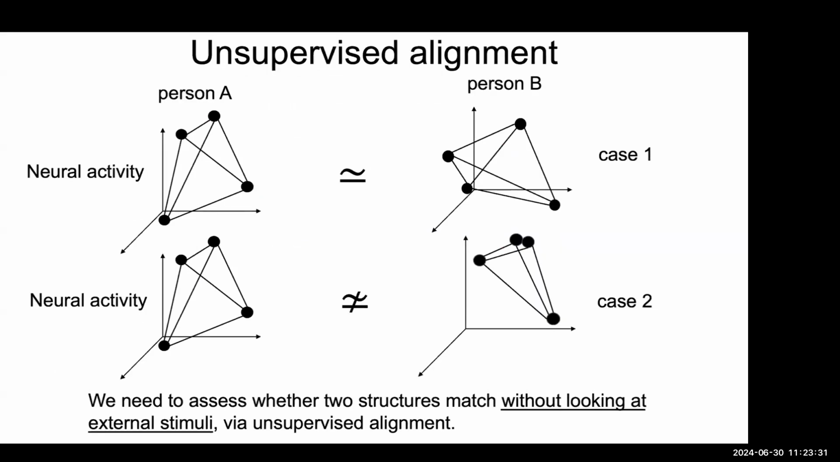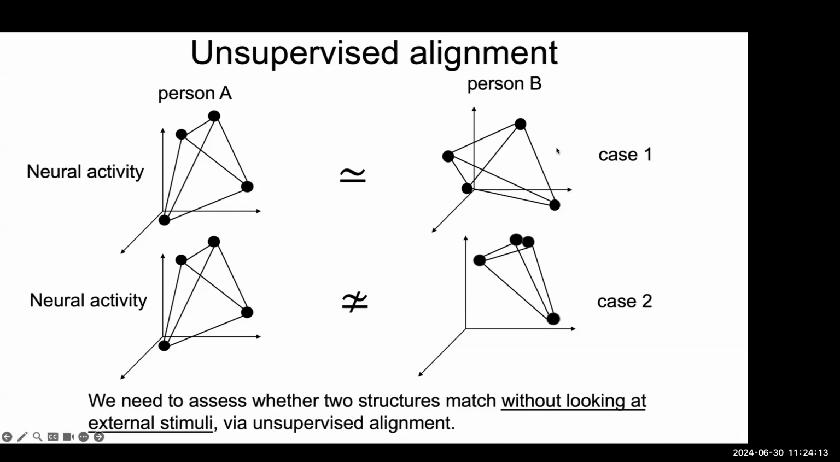So again, we need to assess whether two structures match without looking at external stimuli. External stimuli basically do not help to connect the experiences across individuals. So we do this kind of unsupervised alignment even at the neural activity level. In this case, this and that shape are closely matched. But in this case, these structures do not match. So in this situation, it's probably really difficult to induce similar experiences across different people.